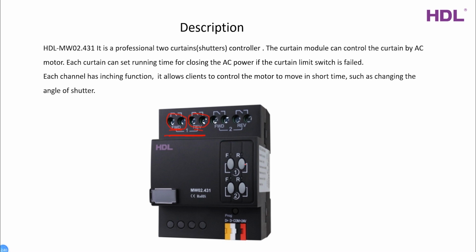And we can use the manual button. This is the manual button for channel number 1. You can press this button, so this relay will close. That means forward, for example, curtain open. And press this, so you will control this relay to close, and this will disconnect, like the curtain closed.